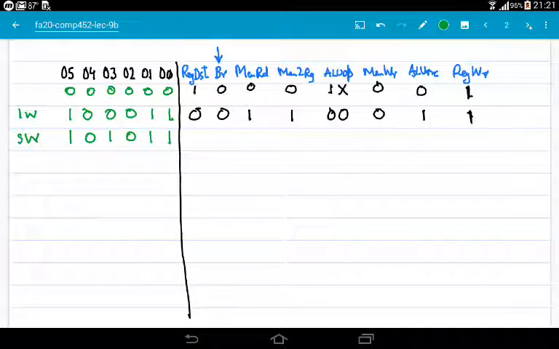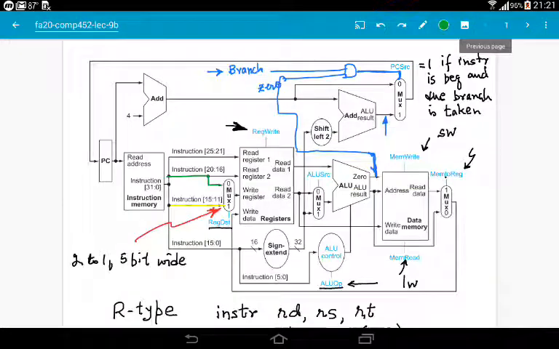Okay, now we want to talk about store word. In store word, reg dst, let's take a look here. What should be reg dst? Again, it should be 0 because actually here it doesn't really matter because nothing is going to get written to the register. Okay, so let's say that we keep it 0.